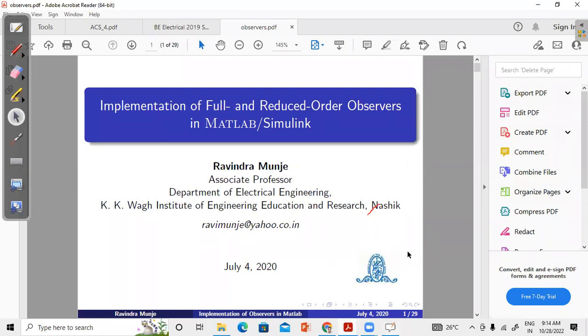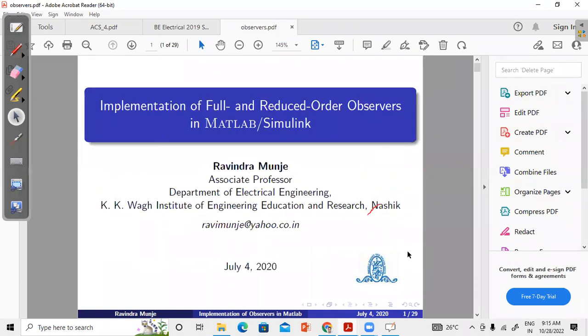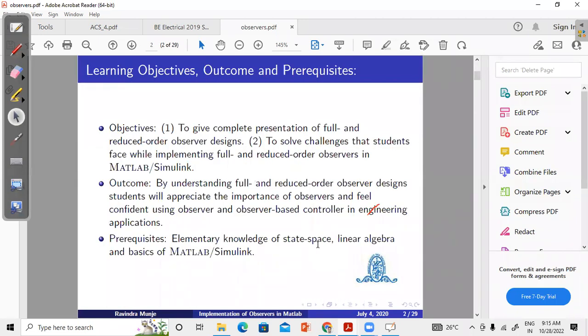Okay, I hope this presentation is visible to you. Now here I am just giving a small presentation on full order observer and reduced order observer. Actually, in our curriculum, we do not have the reduced order observer. We have only full order observer. So we will discuss only that part, and the rest we will not discuss.